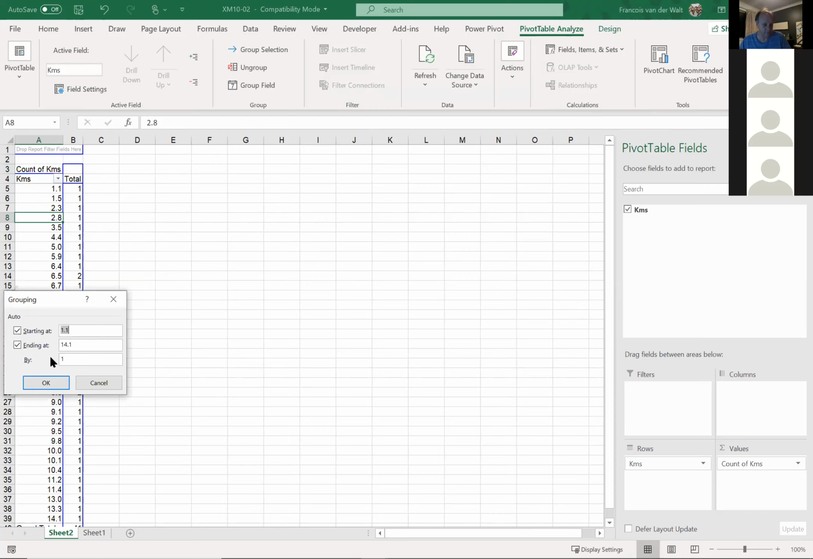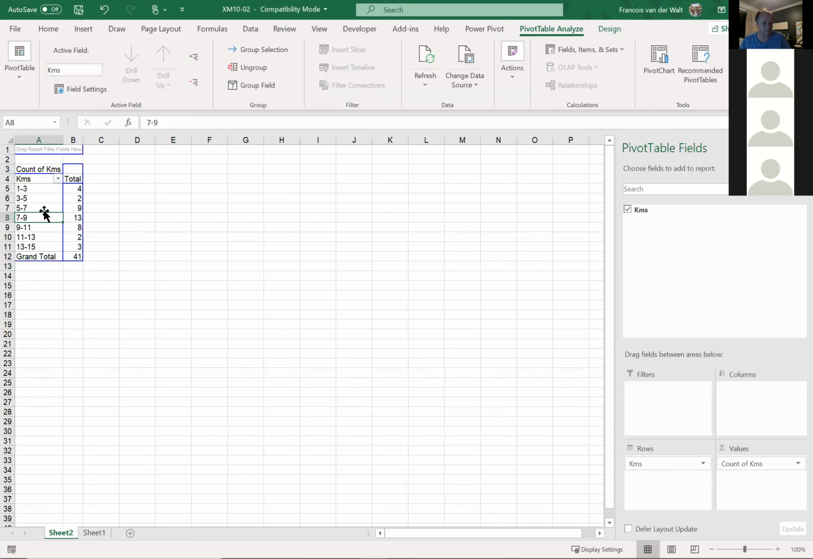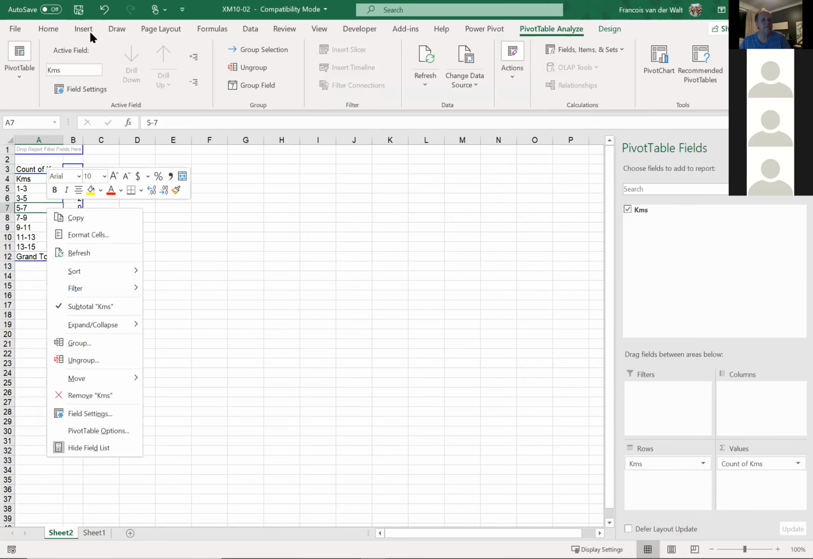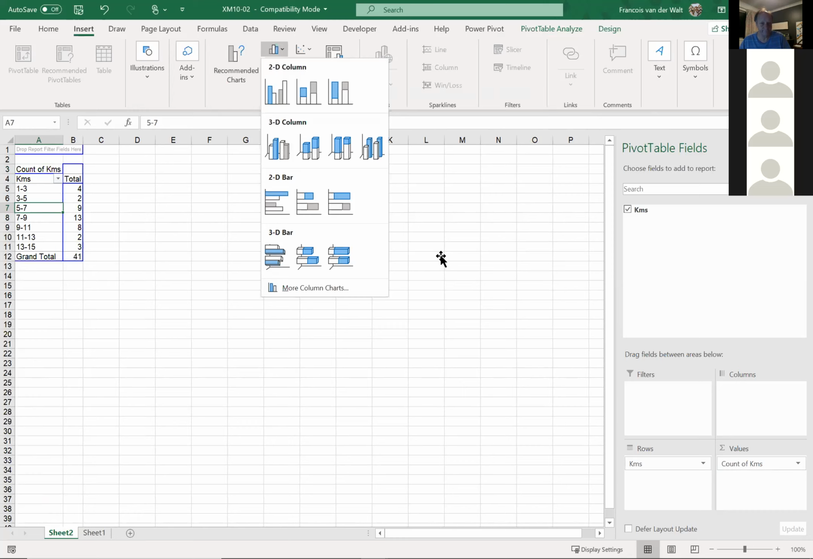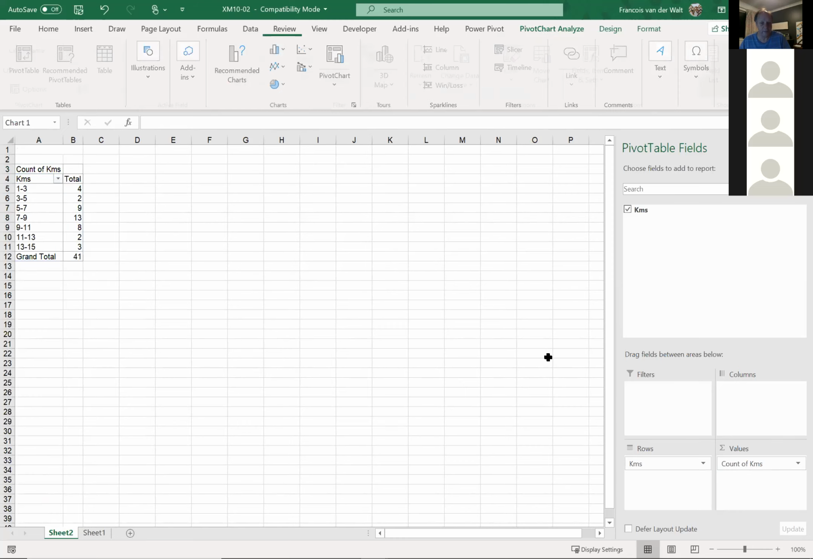Okay, 2, 1, 2. If I plot this now, we think this is normally distributed.